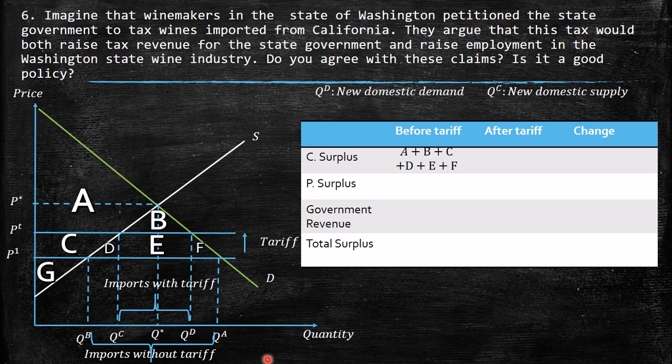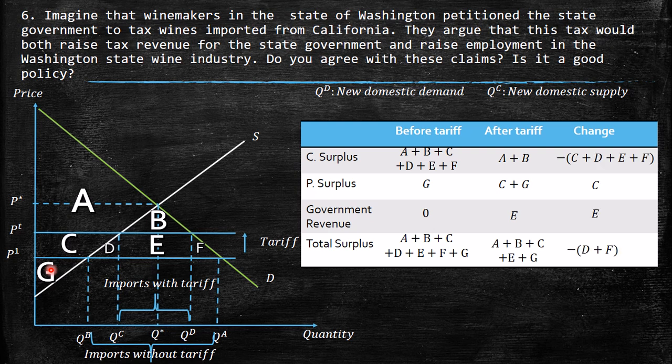So here before the tariff, this is the whole consumer surplus. Producer surplus is going to be just G, and this one, as we saw before, is the same. So what is important to understand here? Do you agree with these claims? The first claim says that it's going to raise tax revenue, which naturally is going to be E. And it's going to raise employment, yes, because there's going to be more labor required due to the increase in production. But is it a good policy?